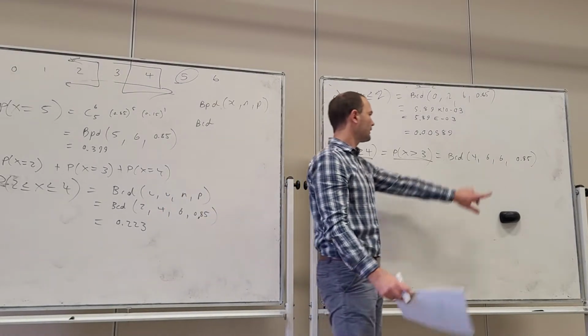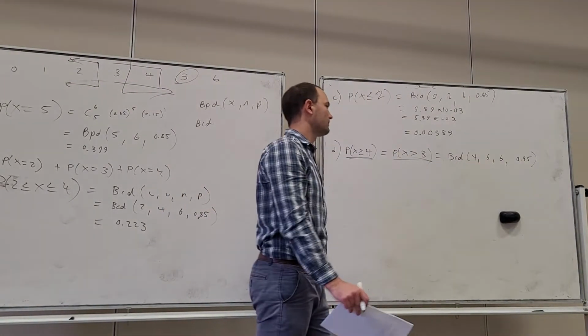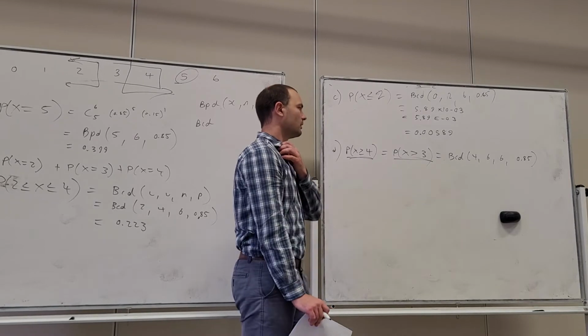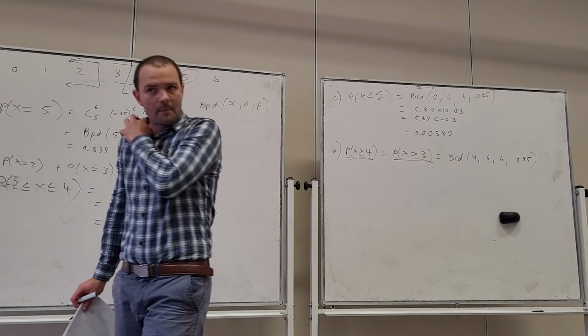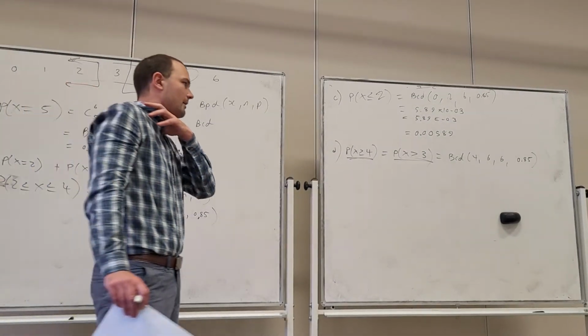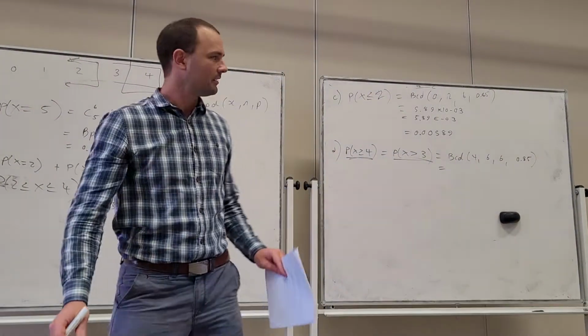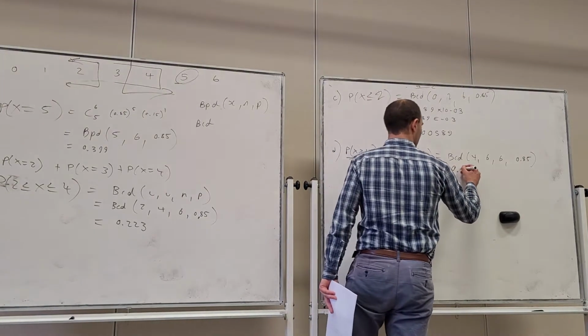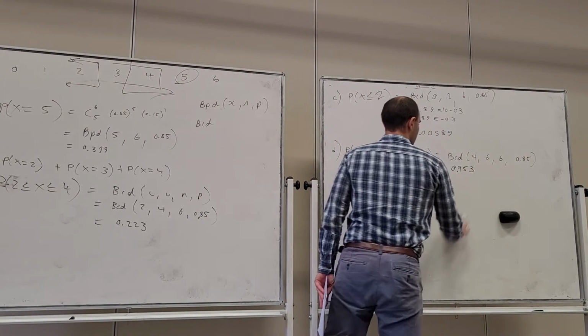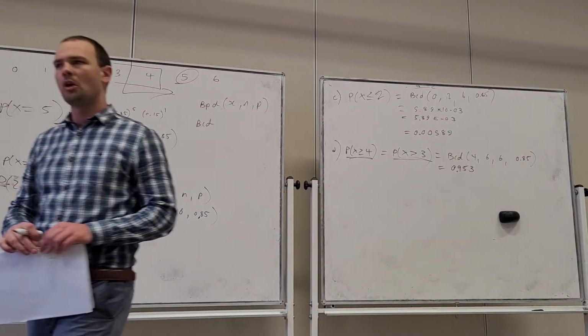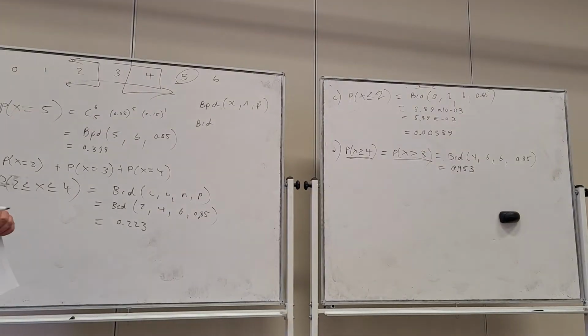And the way we calculate them with the BCD notation, that's what we're putting in here. 4, lower boundary 4, upper boundary 6. 6 trials, 0.85 probability of success. 0.953. So we have a very high chance of more than 3.